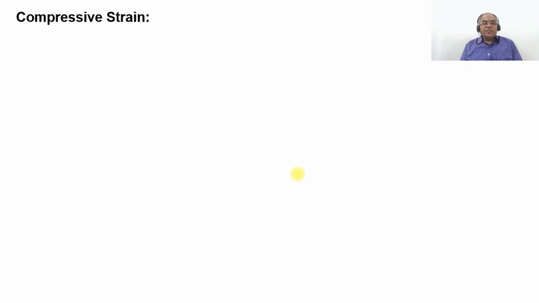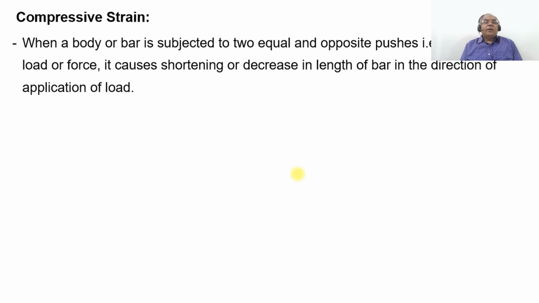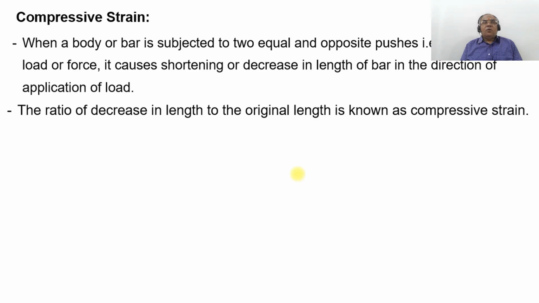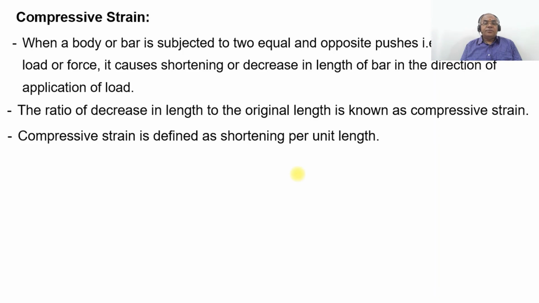Similarly, you have the compressive strain. When a body or a bar is subjected to two equal and opposite pushes, that is, compressive load or force, it causes shortening or decrease in length of the bar in the direction of application of load. The ratio of decrease in length to the original length of the member is known as the compressive strain. So compressive strain is defined as shortening per unit length.